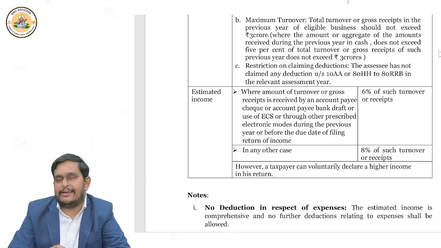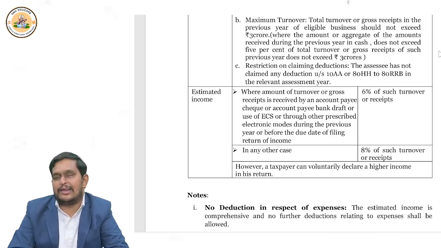80C you can claim, 80CCC you can claim, 80CCD you can claim, 80D you can claim, 80DD you can claim, 80DDB you can claim, 80E you can claim, 80EE, 80EEA, 80EEB you can claim, 80G, GG, GGB, GGC you can claim. But you cannot claim from 80HH to 80RRB. Okay? Right? Yes. So this you have to remember.